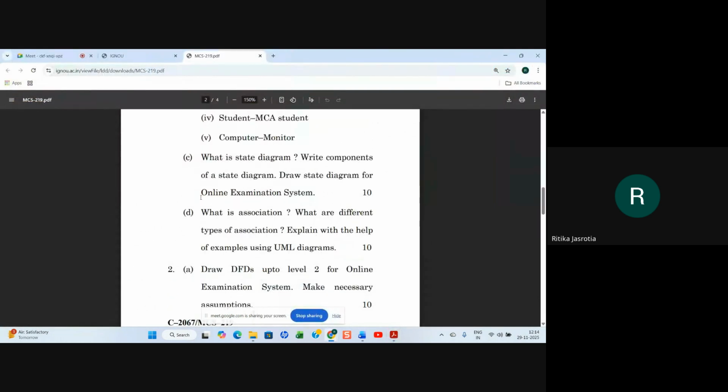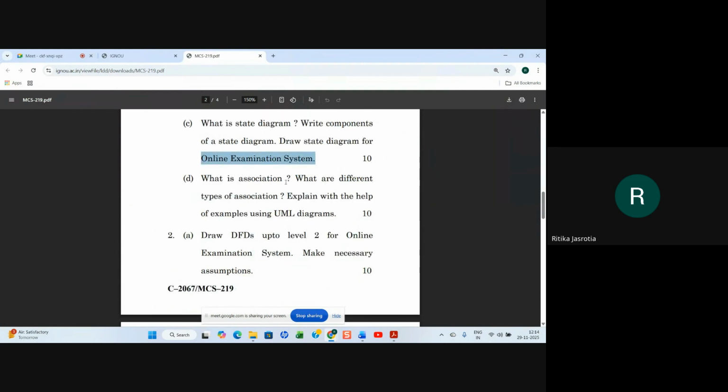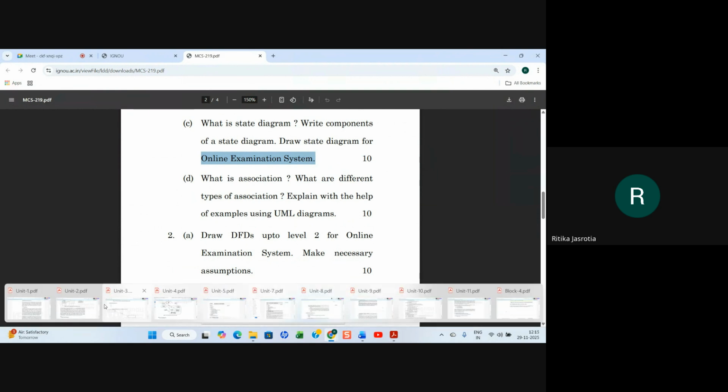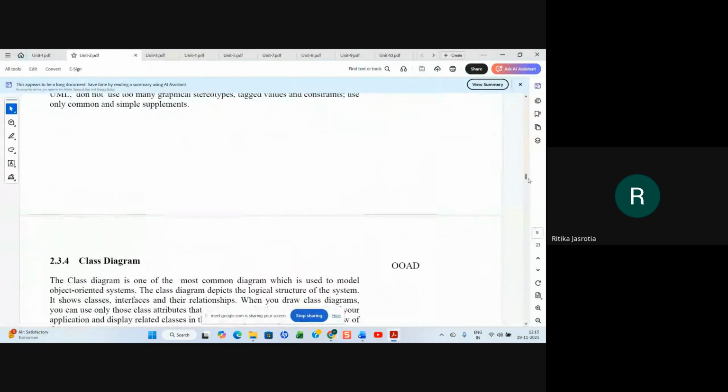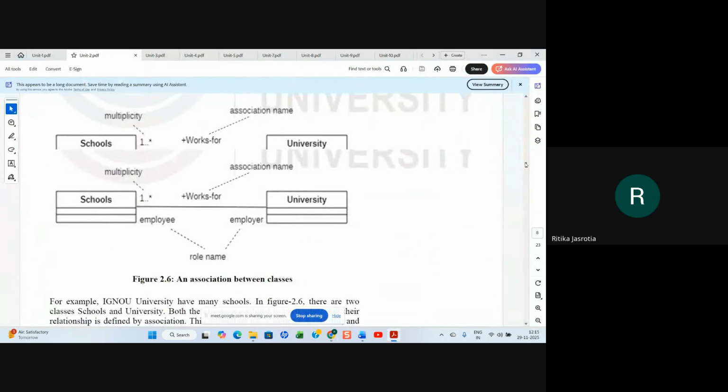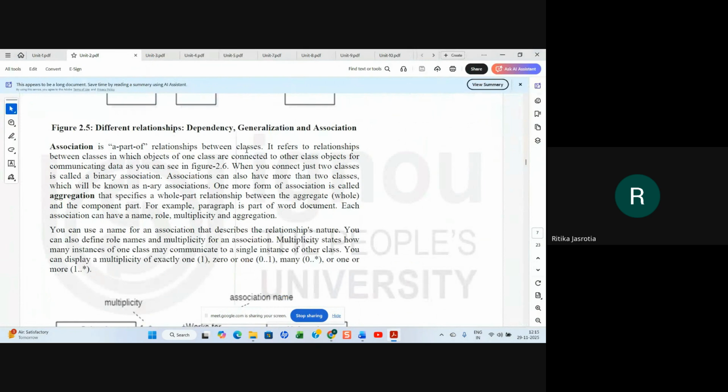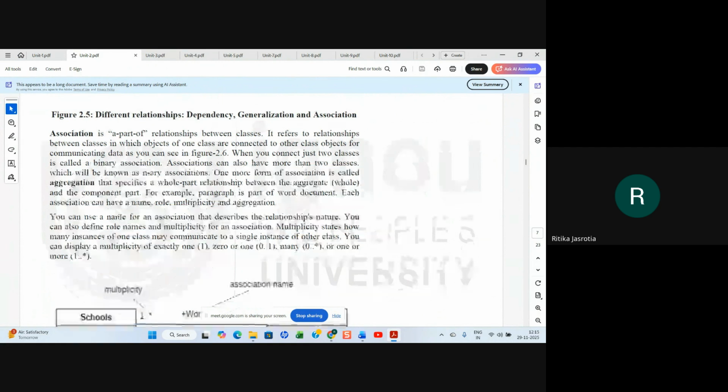Draw the state diagram for online examination system. You have to make that, right? What is association? What are different types of association? With the help of an example, association is relationship, right? So I think association is given in this or not. Association is a part of relationship between classes. It refers to relationship between classes in which objects of one class are connected to other class objects for communicating data. When you connect two classes, it is a binary association. Associations can be of many types, like aggregation and all that, composition.